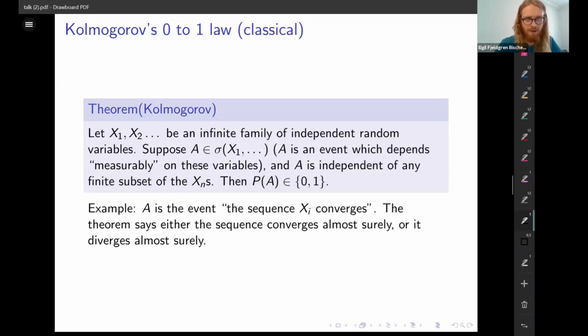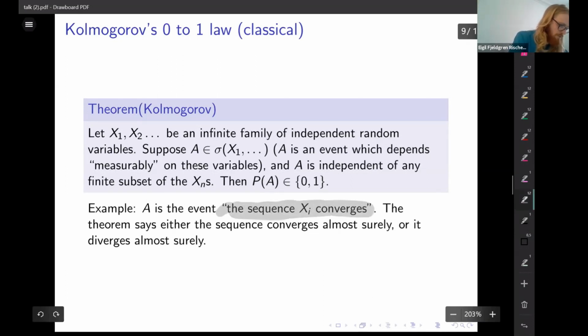An example of that would be the event that the sequence of the X_i's converges. This is an event that is determined by what the X_i's are, obviously, but if you only know finitely many of the X_i's, then this tells you nothing about whether the sequence converges. So it's sometimes called a tail event.